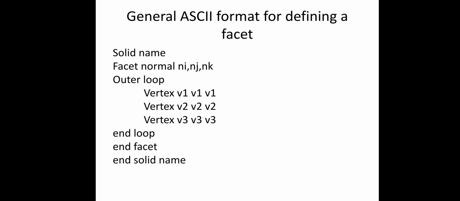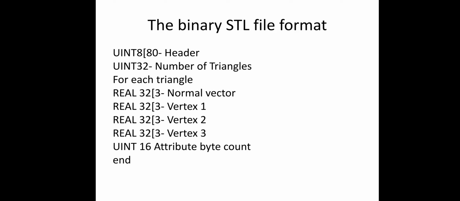The ASCII format for defining a facet is: solid name, facet normal Ni, Nj, Nk, and then the 3 vertices, that is 3 points, each vertex given in Cartesian coordinates, and then end loop, end facet, and end solid name. The general binary STL file format is described by an 80 character header and an unsigned integer 32 giving the number of triangles. For each triangle, it is represented by a real number normal vector, vertex 1, vertex 2, and vertex 3, and the attribute byte count and end.